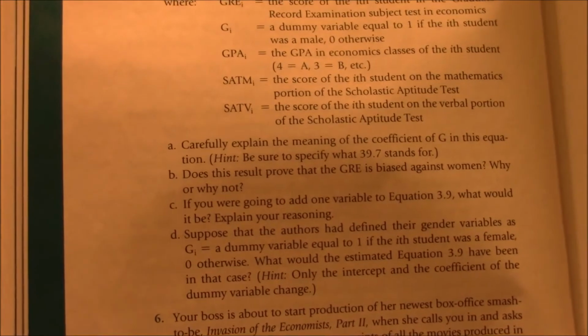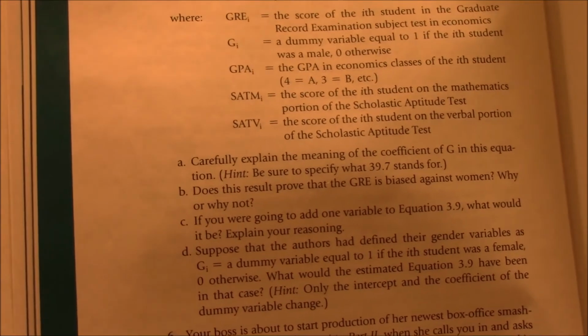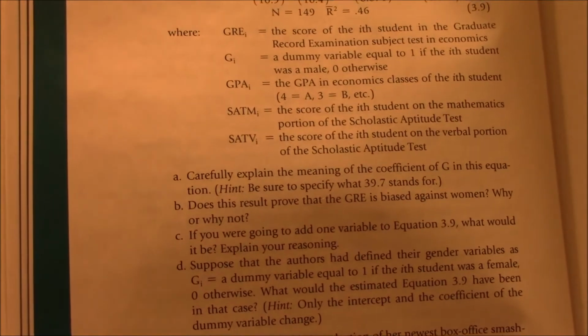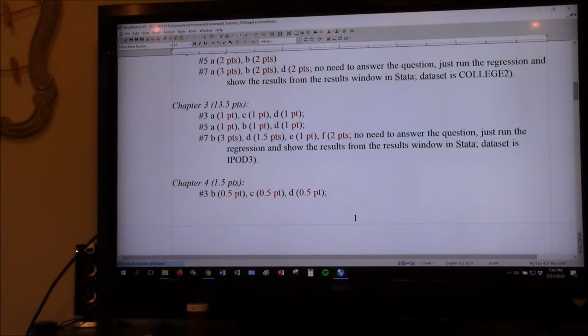Okay, so he's trying to trick you in B by using that fourth word. Look at the fourth word in the question. He's trying to trick you by using that word. I want to tell you that. All right, so I won't say any more about that.